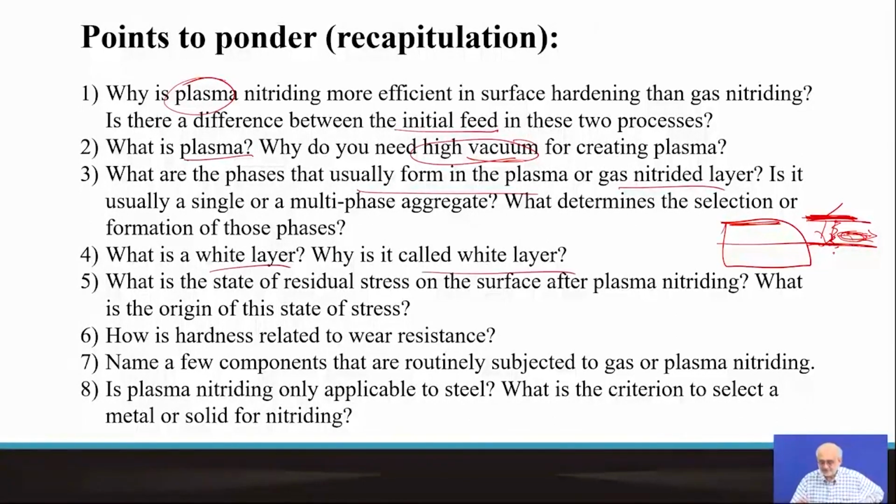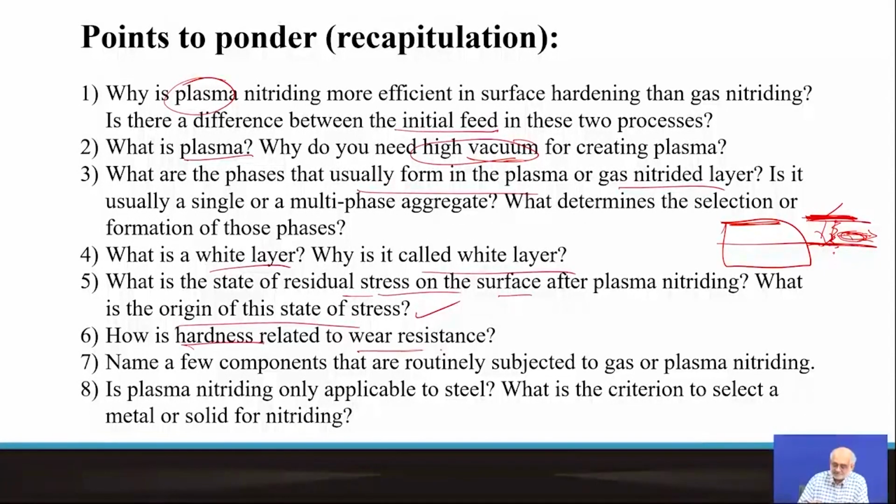So this is the white layer, and it's called white because I already told you that it doesn't etch at all, it's so chemically inert. We create residual stress on the surface because of the tendency of expansion of these nitrides as they form on the surface. And this actually is beneficial because the state of stress is compressive in nature, acting towards each other, and that can improve the fatigue strength and also wear resistance.